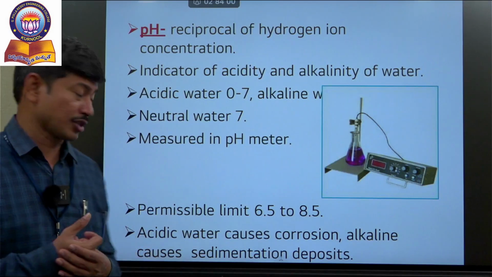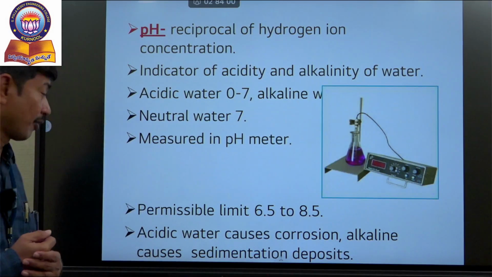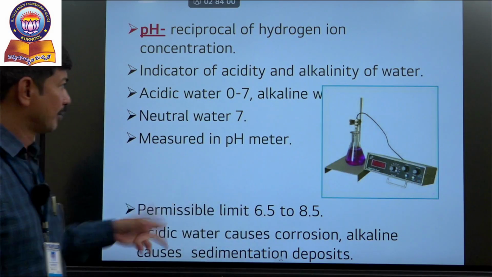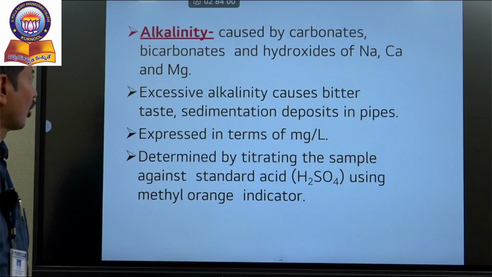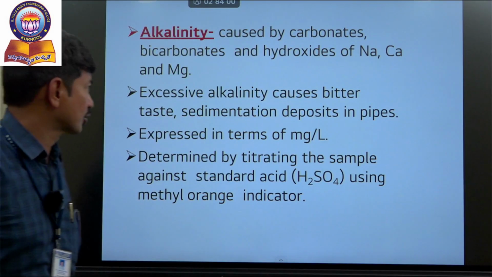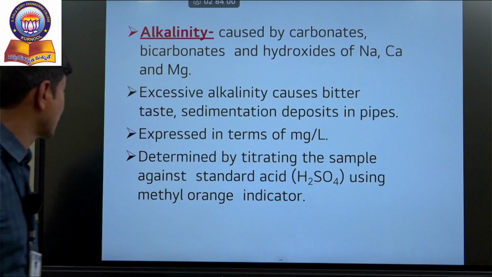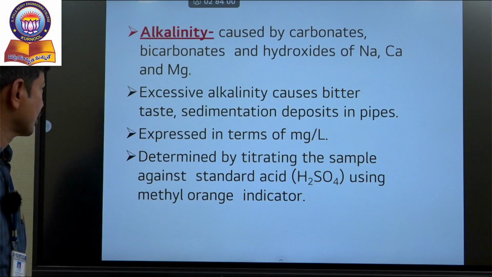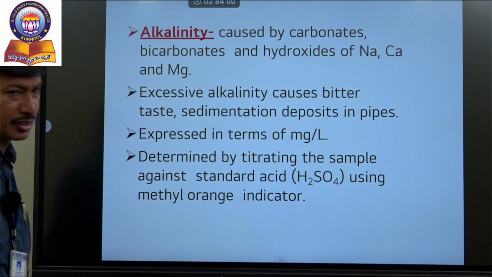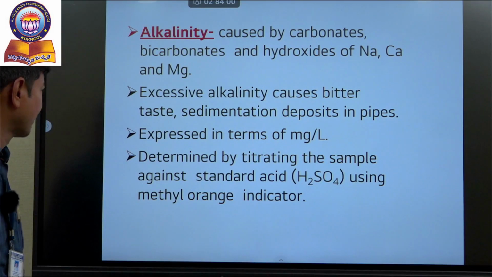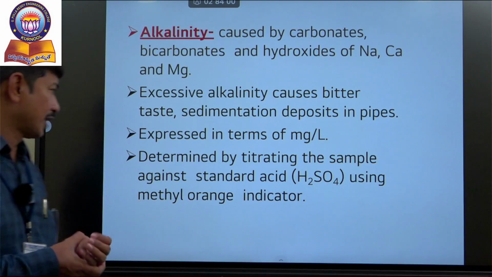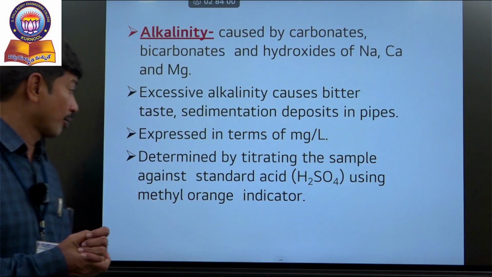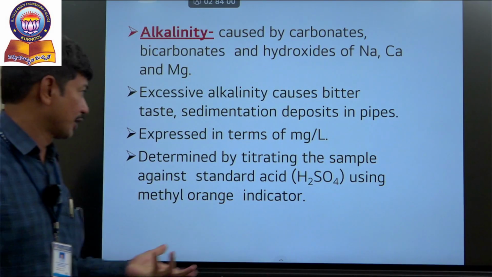Acidic water causes corrosion. Alkaline water causes sedimentation, which means scales are formed. Alkalinity is caused by carbonates, bicarbonates and hydroxides of sodium, calcium and magnesium. Excess alkalinity causes bitter taste and sedimentation deposits in pipes. This is also measured in ppm, and in the laboratory by titrating against H2SO4 by adding methyl orange indicator.